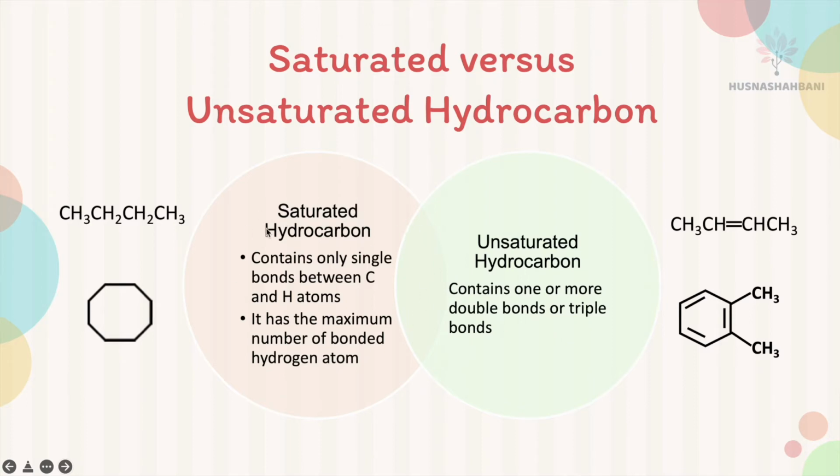For example, alkane contains single bonds only, so alkane is a type of saturated hydrocarbon. This is an acyclic alkane, and this is a cyclic alkane or cycloalkane. And this one, unsaturated hydrocarbon, contains one or more double bonds or triple bonds, for example, alkene and alkyne. Or an aromatic ring as well, because an aromatic ring has carbon-carbon double bonds.